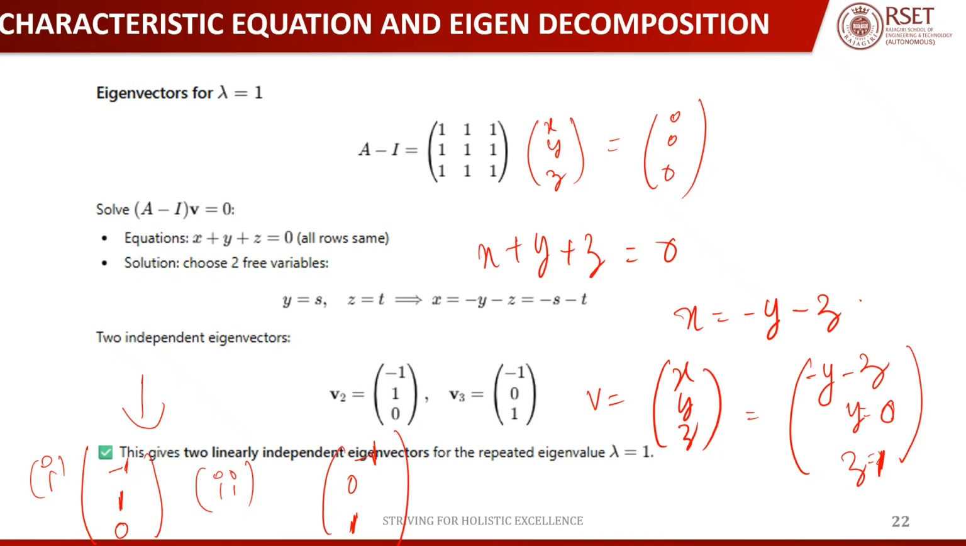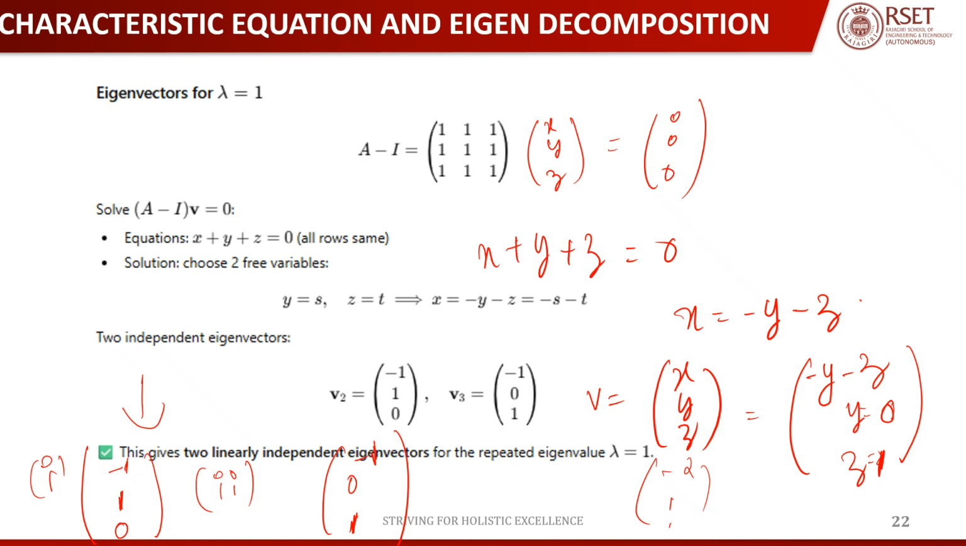You can choose it in a different way also. You can choose the value of y to be equal to 1 and z to be equal to 1. At that time it would be negative 1 minus 1, which is negative 2. So negative 2, 1, 1 is an eigenvector. That depends upon you. You are completely free to choose the arbitrary values.